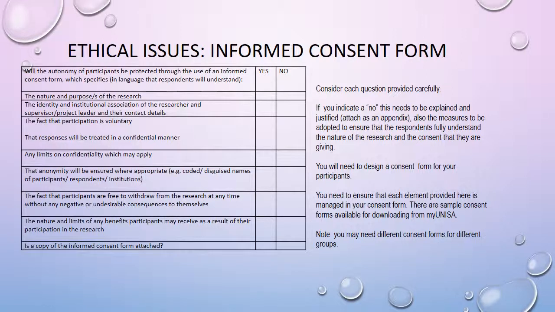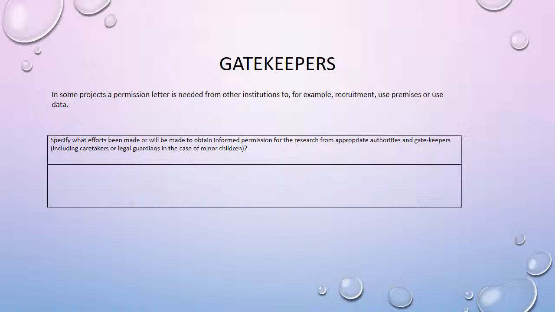You will need to design a consent form for your participants. You need to ensure that each element provided here is managed in your consent form. There are sample consent forms available for downloading from MyUnisa. Note you may need different consent forms for different groups. In some instances, a permission letter is needed from other institutions to, for example, recruit, use premises or use data.